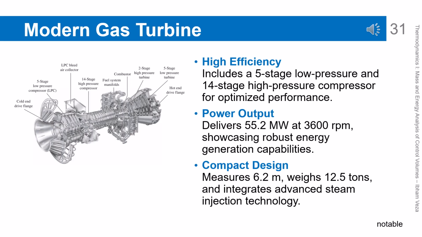Modern gas turbine. Modern gas turbines are designed to produce large power output with high efficiency. These systems use multiple stages of low-pressure and high-pressure compressors. High rotational speed allows effective conversion of thermal energy into mechanical energy. The compact design shows technological advancement in energy engineering. This example illustrates a direct application of control volume concepts in industry.